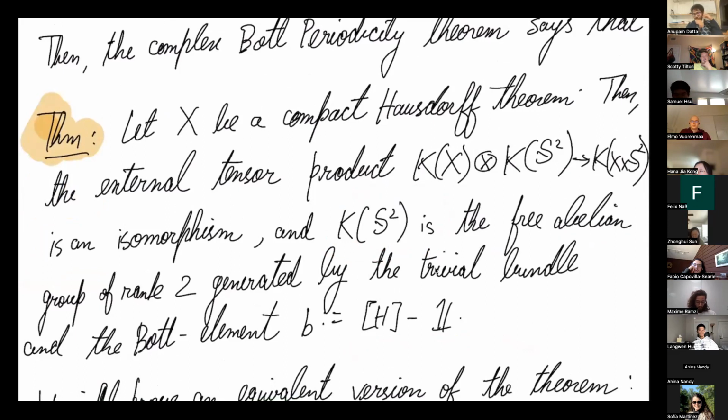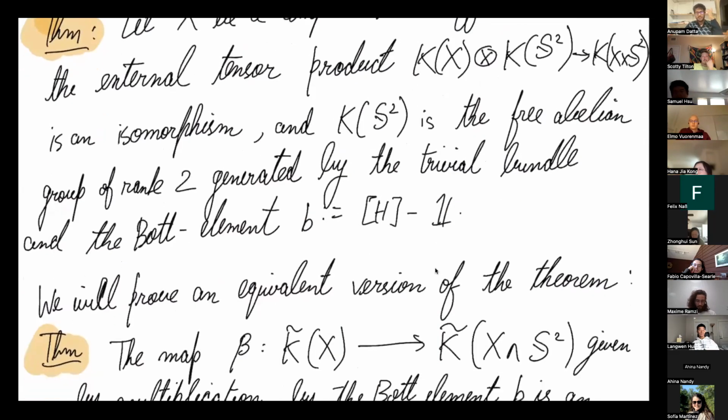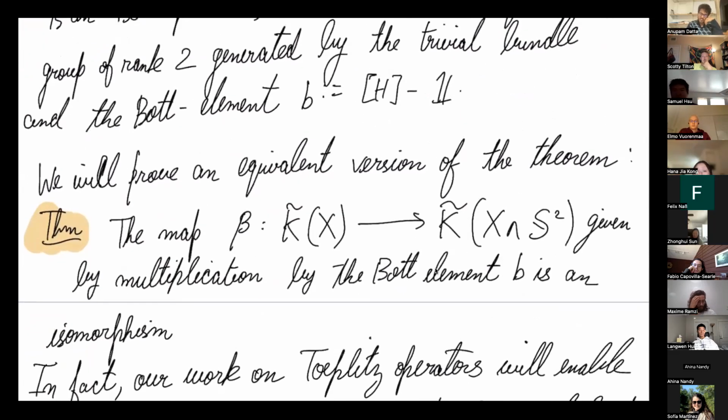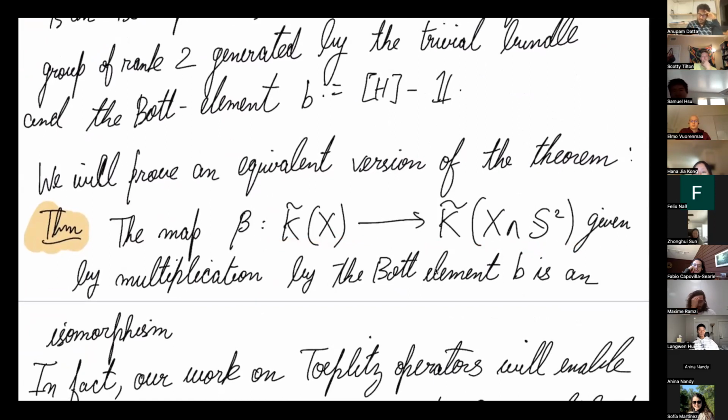This is the famous Bott periodicity theorem, and there are many equivalent formulations of it. In particular, you have this reduced version, which can be shown to be equivalent to the aforementioned version. It says that if you look at the reduced picture, and if you multiply by the Bott element B, then you get a map from K tilde X to K tilde of X smash S2. And this is an isomorphism.